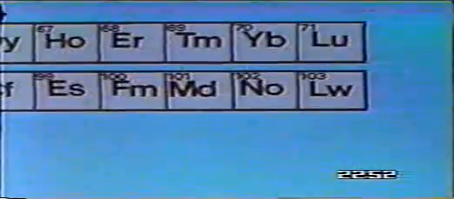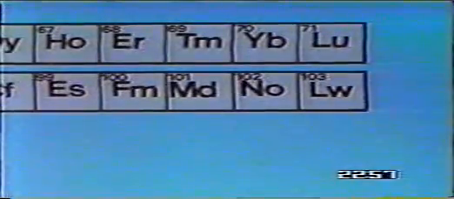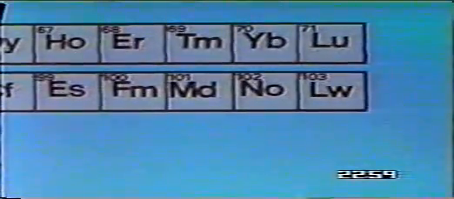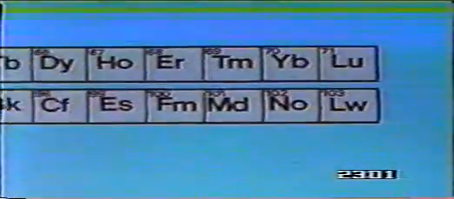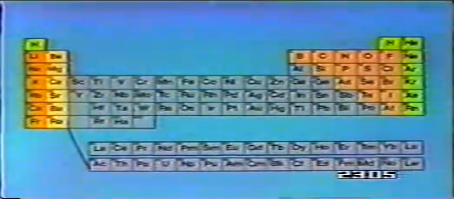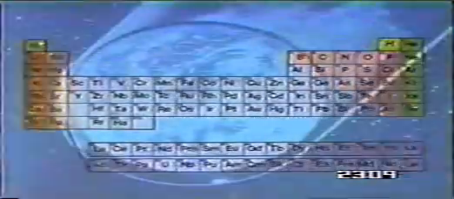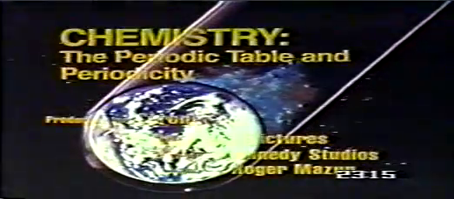In naming element 101 for Mendeleev, the scientific world underscored the great significance of his work. Mendeleev's periodic table, the basis of our modern table of the elements, provided a remarkable summation of information. It led us to a far more profound understanding of the nature of our world than we had ever had before.